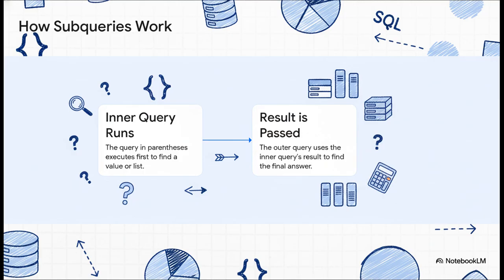And how do they work? It's actually pretty simple when you break it down. First, the inner query, the one tucked inside the parentheses, runs. It goes and finds a result. Then, it passes that result up to the outer query. And the outer query uses that little piece of information to get you the final answer. It's like a domino effect.